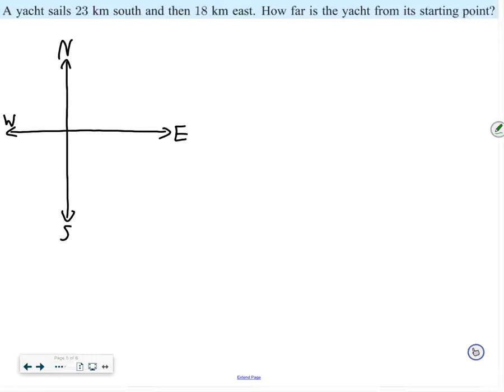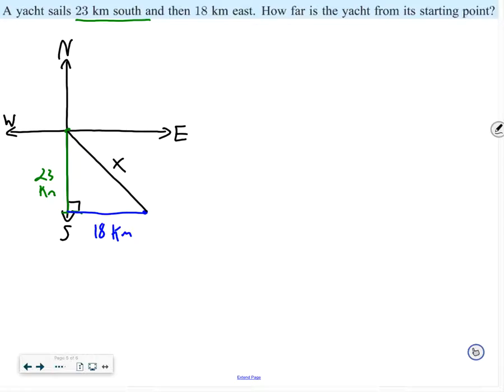So a yacht sails 23 kilometers south. If we call this the starting point, the yacht's going to sail 23 kilometers south. So label that. And then 18 kilometers due east. So then it's going to sail to here, and that's 18 kilometers due east. How far is the yacht from the starting point? Since it's made a right angle, the starting point is right here. So what is this distance? X. Again, our southeast bearing will create a right angle there.